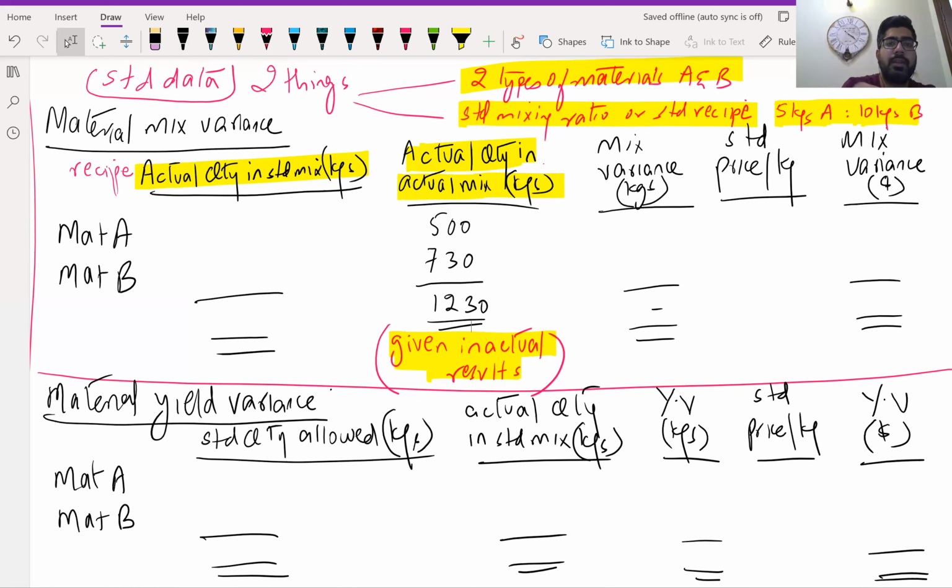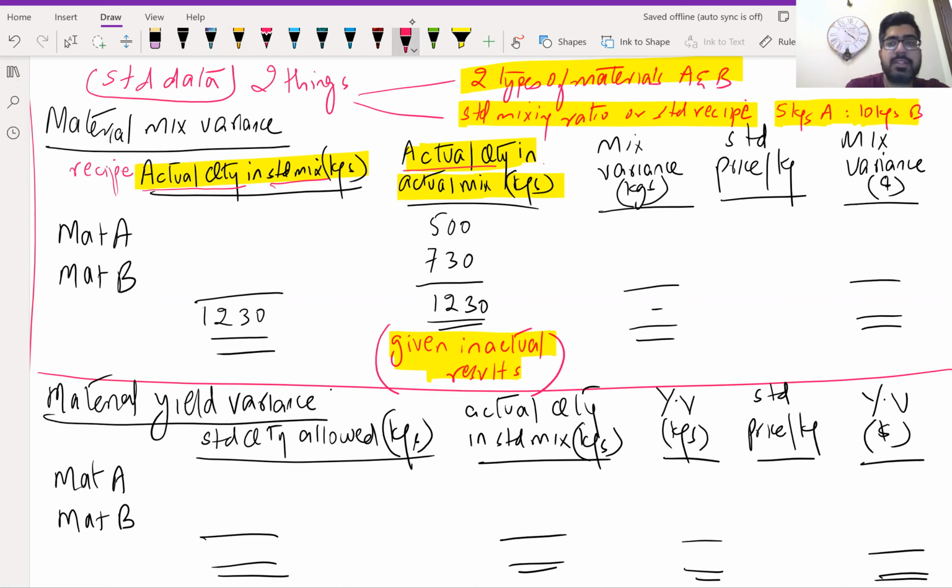Done. Now, move to actual quantity in standard mix. Pay attention, this is important. In this column, actual quantity is coming. In the second column, actual quantity was coming as 1230. In this column, actual quantity is also coming, so you will write the same 1230.